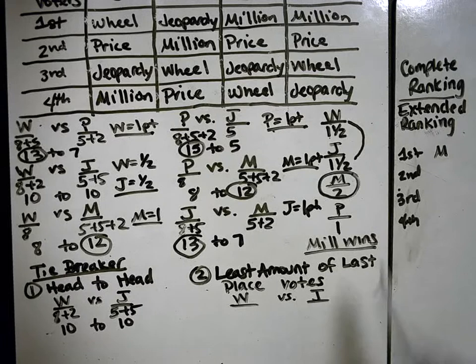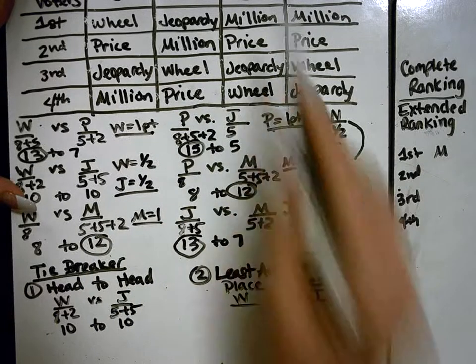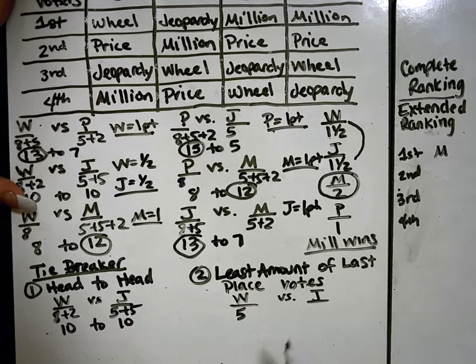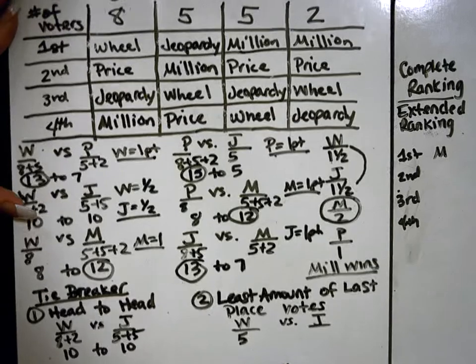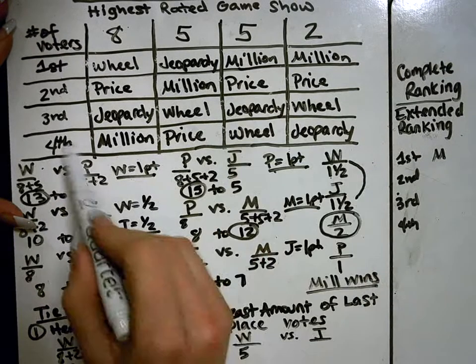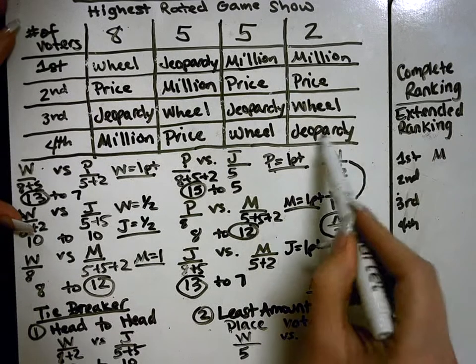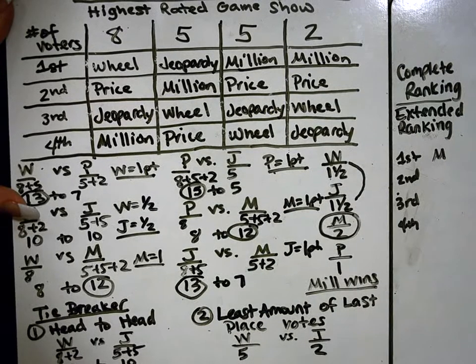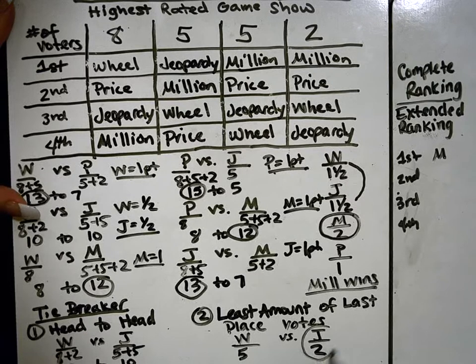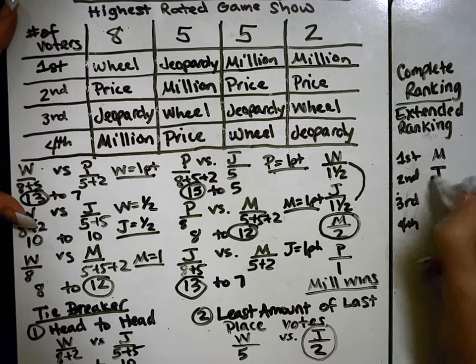So the tiebreaker is between Wheel and Jeopardy. We're just going to look at the last place votes. Wheel has 5 last place votes there, and Jeopardy has 2 last place votes there. So Jeopardy wins the tiebreaker because they have the least amount of last place votes. So they're actually going to come in second. So Jeopardy comes in second.